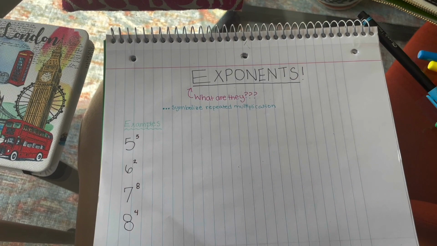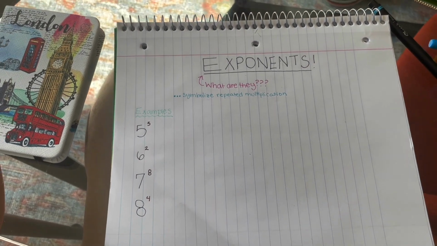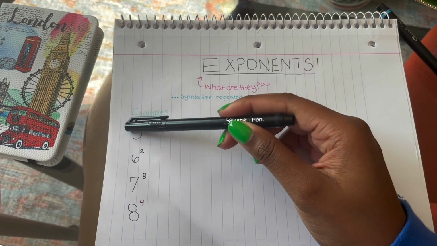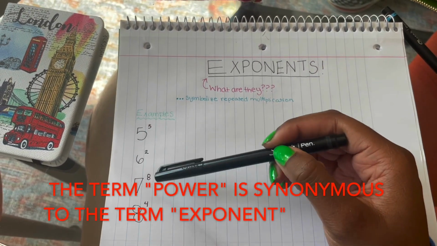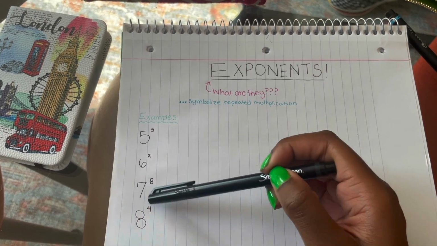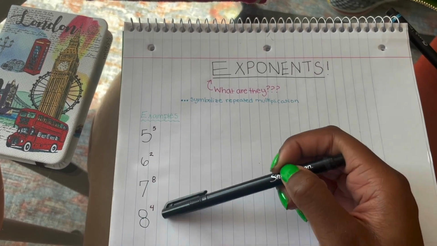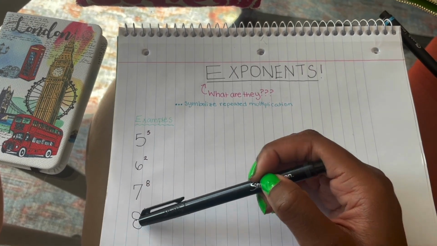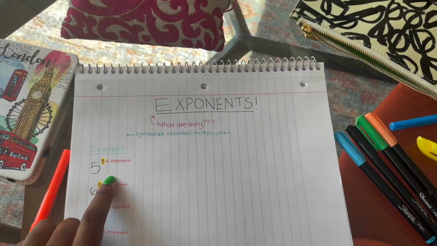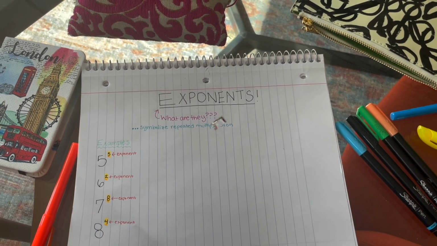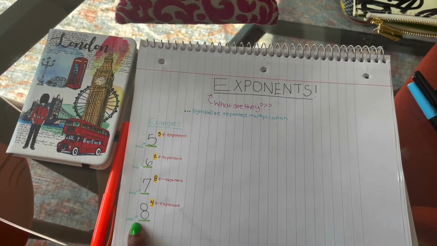So, here are examples. I wrote out 4 examples. So, we have 5 to the power of 5, 6 to the power of 2, 7 to the power of 8, and 8 to the power of 4. Alright, so let's look deeper into these examples. I highlighted the exponents. We're going to take a look at the base.